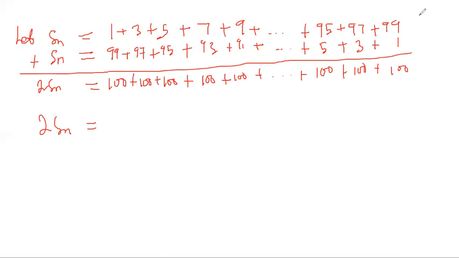But we had said these terms in number are 50, isn't it? So they are 50 in number. That would mean that this 100 is appearing 50 times. So we shall multiply 100 times 50. And what would it be?